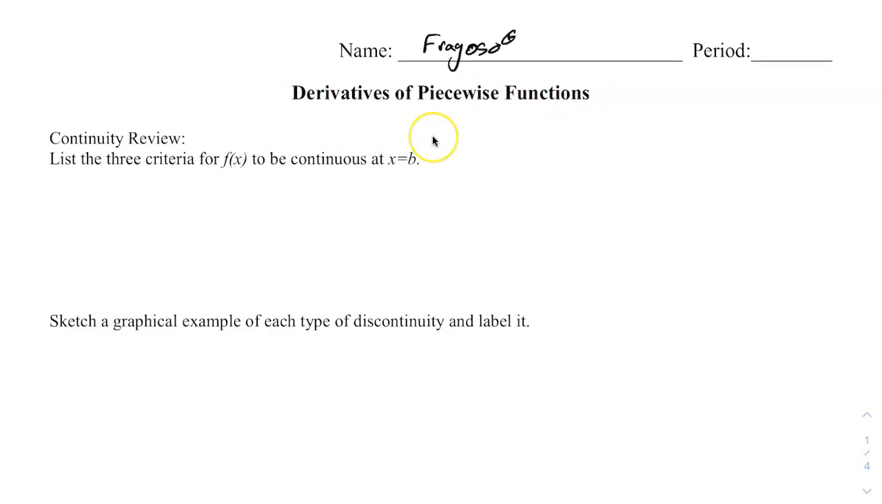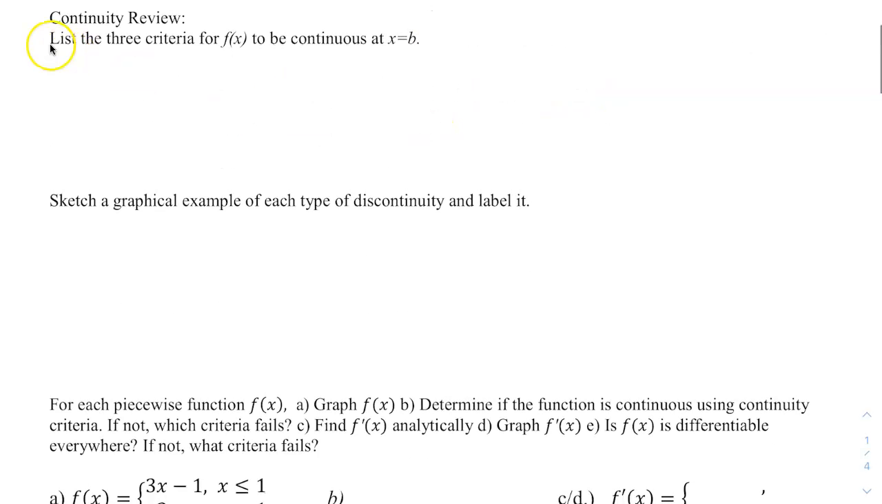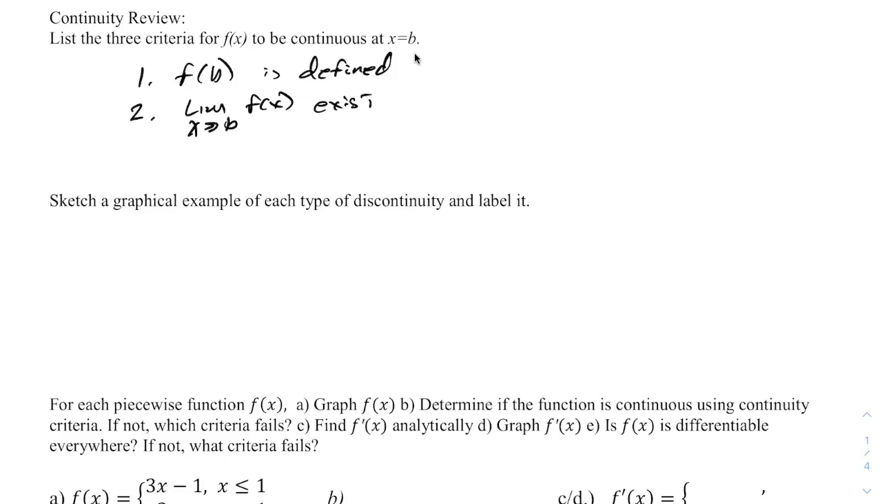The piecewise functions. So first we're going to do a continuity review. First, list the 3 criteria for f of x to be continuous at x equals b. Step 1 is f of b has to be defined. You can say it exists, it's the same thing. Number 2 is the limit as x approaches b of f of x exists. And 3, these have to be equal.